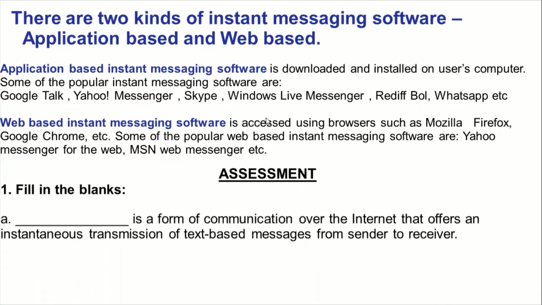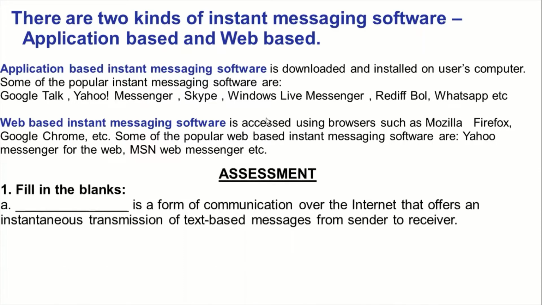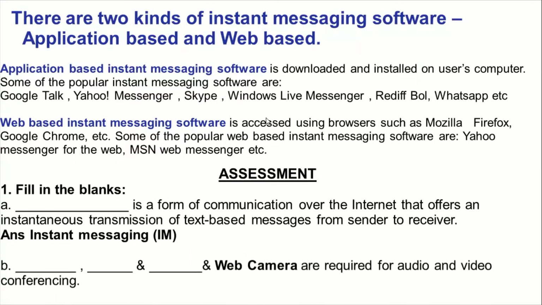So now, a few questions. Instant messaging is a form of communication over the internet which offers instantaneous transmission of text-based messages from sender to recipient. A microphone and speaker are required, and the web camera is required for audio and video conferencing. So we need a microphone, speaker, and headphone also along with the web camera.